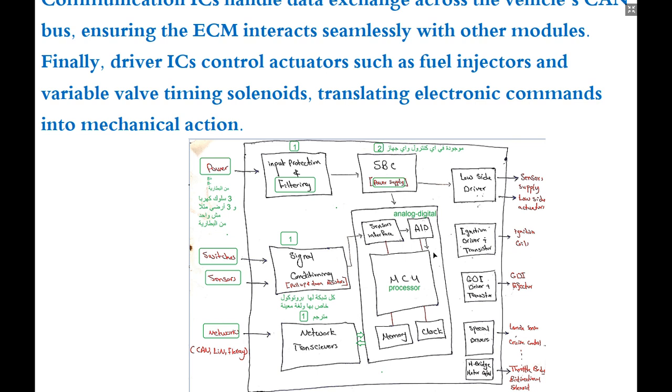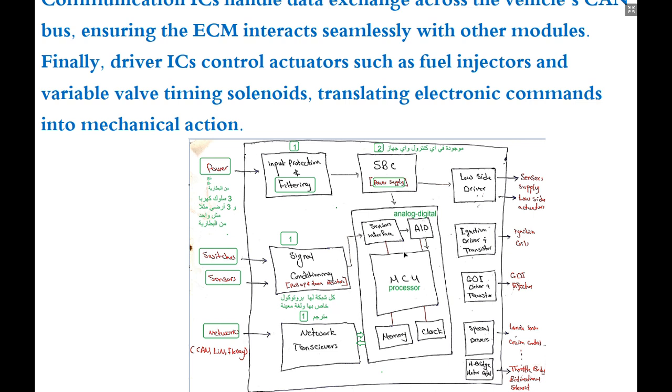and this is our MCU. This is our processor. This is the analog-to-digital converter. This is the memory, this is the clock, and this is the sensors interface. This one can take the signal from the sensors and analyze it, and after that it goes to the MCU, the processor.